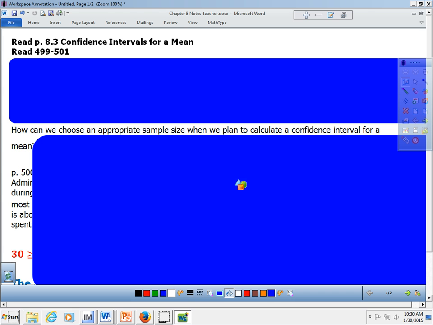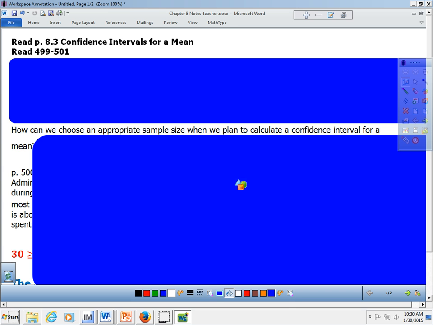Before we get there, I want to talk about how to choose an appropriate sample size when we plan to calculate a confidence interval for a mean, right? This was the tail end of what we did for proportions, but since we just talked about it, I want to go ahead and cover that first now.